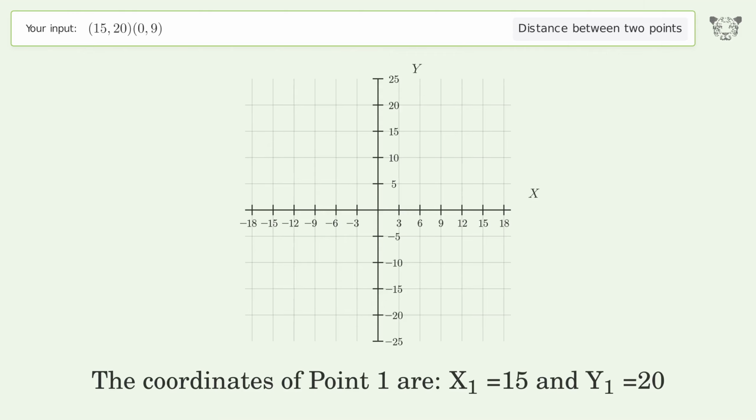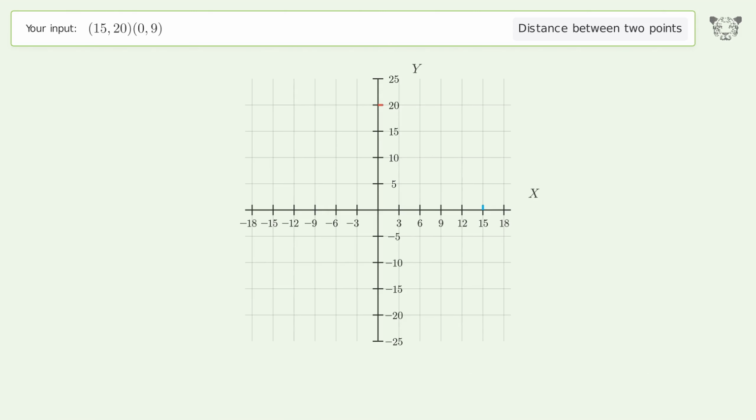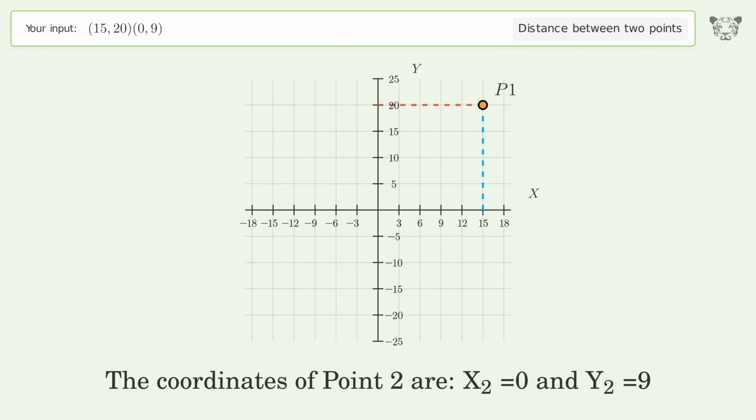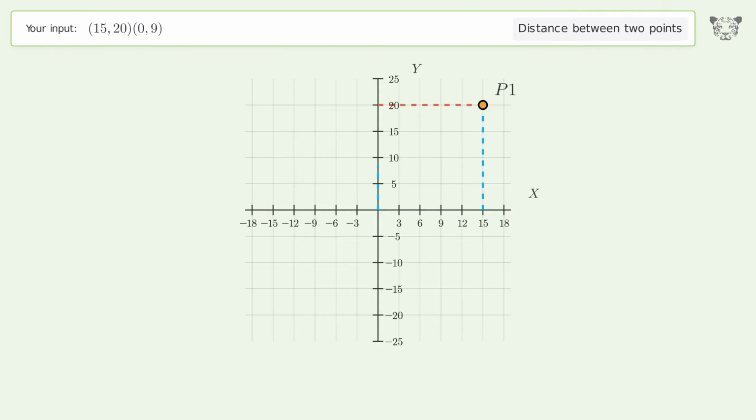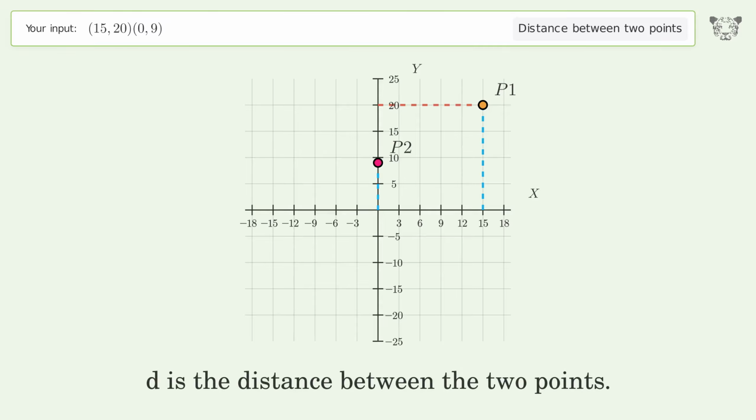The coordinates of point 1 are x1 equals 15 and y1 equals 20. The coordinates of point 2 are x2 equals 0 and y2 equals 9. D is the distance between the 2 points.